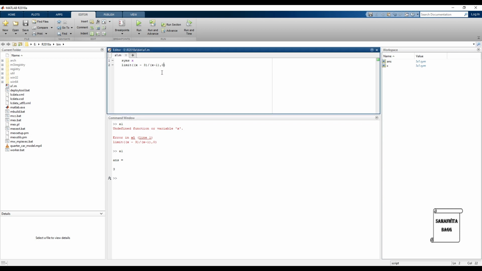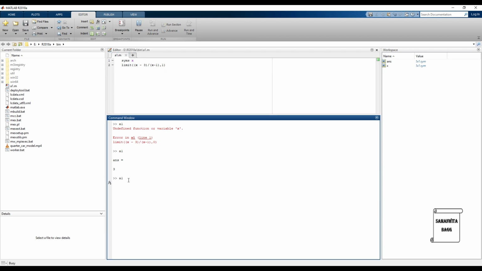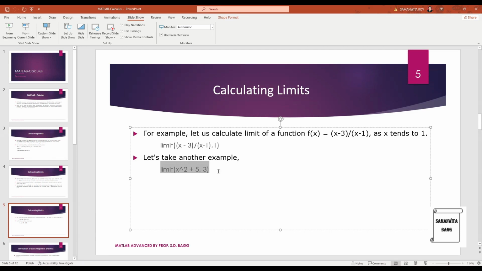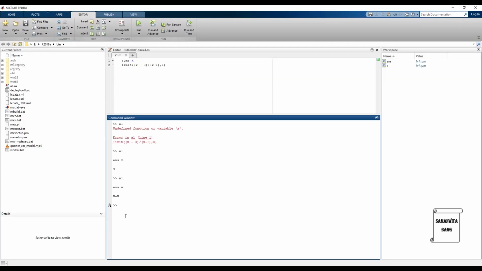But when I put this as 1, this will be not a number because it is a number divided by 0, which is infinite. The next example is limit x square plus 5, and x is tending towards 3. So let me take this in MATLAB. Since x is 3, 3 square is 9, 9 plus 5 is 14. You can change this by changing the limit. Say you can write this as minus 5. Minus 5 square is 25, plus 5 is 30.